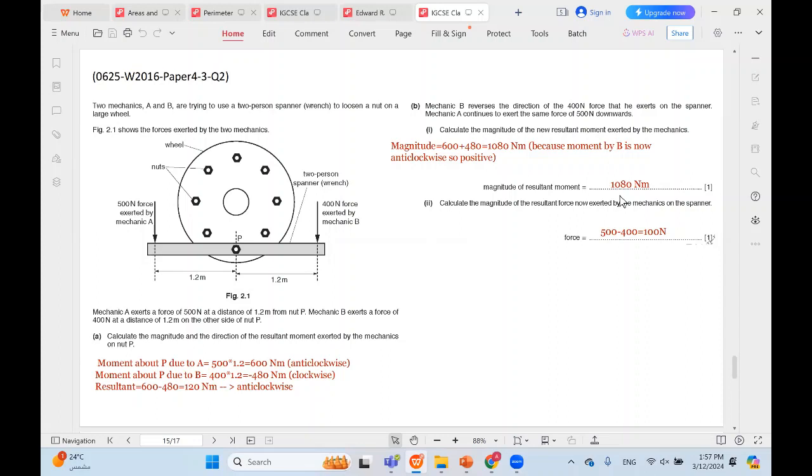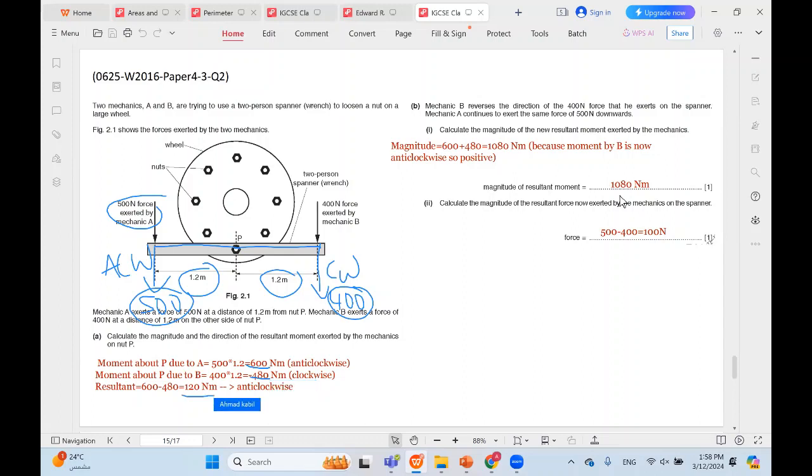Of course, here they have this force here is 500 due to mechanic A, and this is going to be anti-clockwise. And here you have a 400 force, and it is clockwise, of course. So you multiply 500 by 1.2, multiply 400 by 1.2, you get the anti-clockwise and the clockwise moments, and then you subtract them from each other. So the net moment is 120 in the anti-clockwise direction.